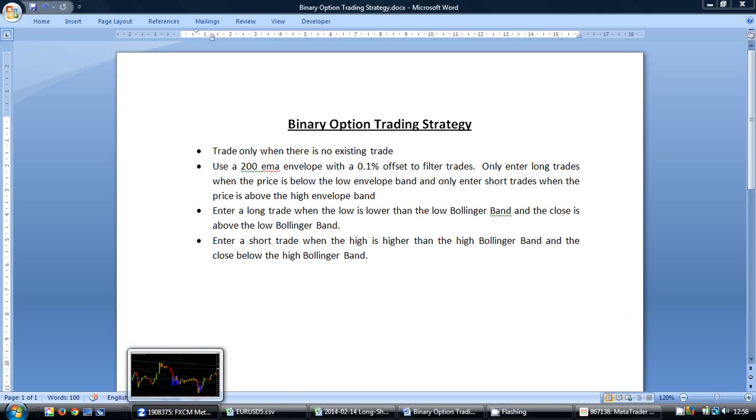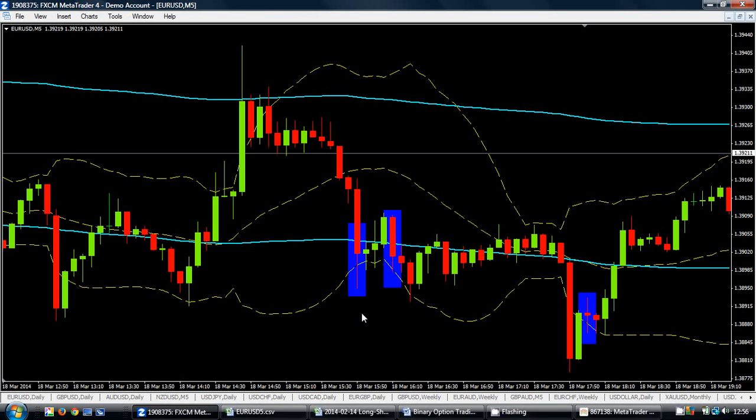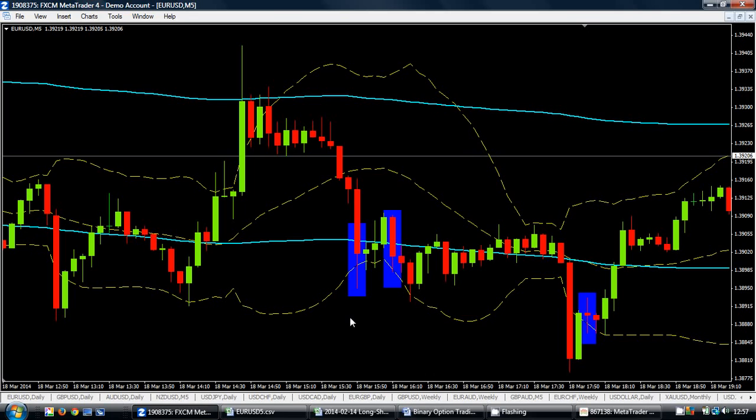Okay, so this is what the trading strategy looks like. We have one other thing actually I didn't mention. We're only going to enter long trades where we have a red candle, in other words the open is higher than the close, and short trades will be the opposite. They will be a green candle where the close is higher than the open.